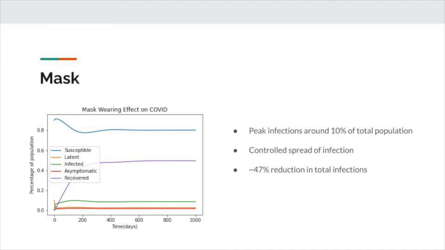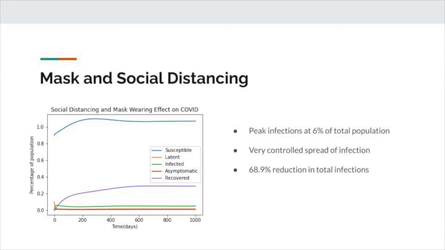Here's the plot for mask wearing, assuming all members of the population are wearing a mask. We reduced the infection rate by around 67%. The peak infections here, you can see, are much lower than prior plots, with around 10% of the total population being the peak. The virus spread is much more controlled than it was otherwise, and this reduced the total number of infections by around 47%.